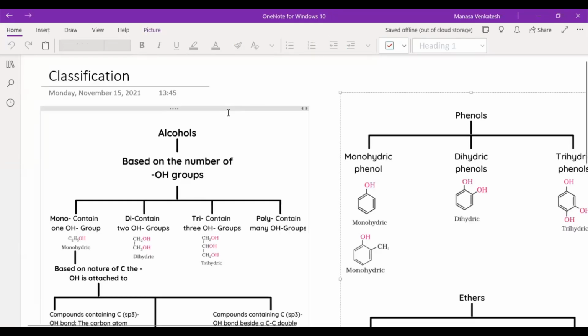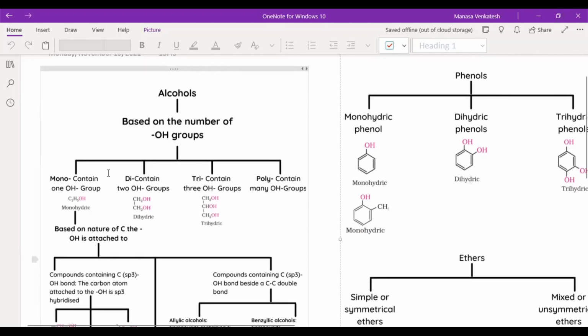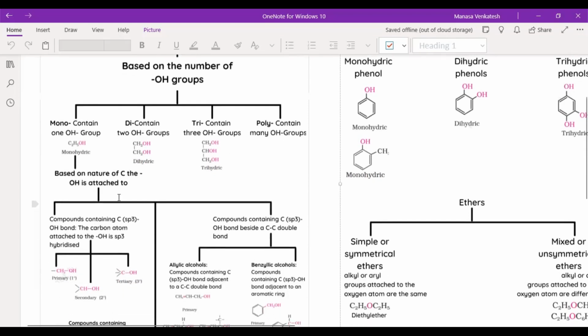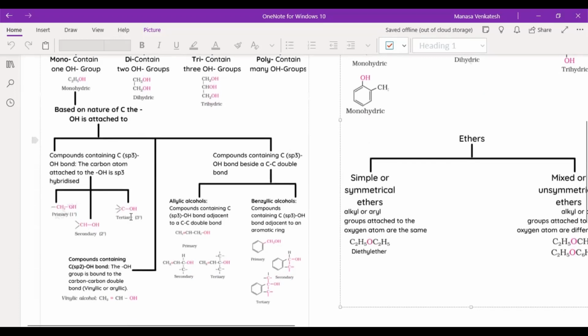Let's start with the classification of alcohols. Alcohols, based on the number of OH groups, are classified as monohydric, dihydric, trihydric, as well as polyhydric. In case of monohydric, it depends on the carbon the OH group is attached to. We are further classifying it as primary, secondary, and tertiary. Primary has just one other carbon atom attached, secondary has two, and tertiary has three.